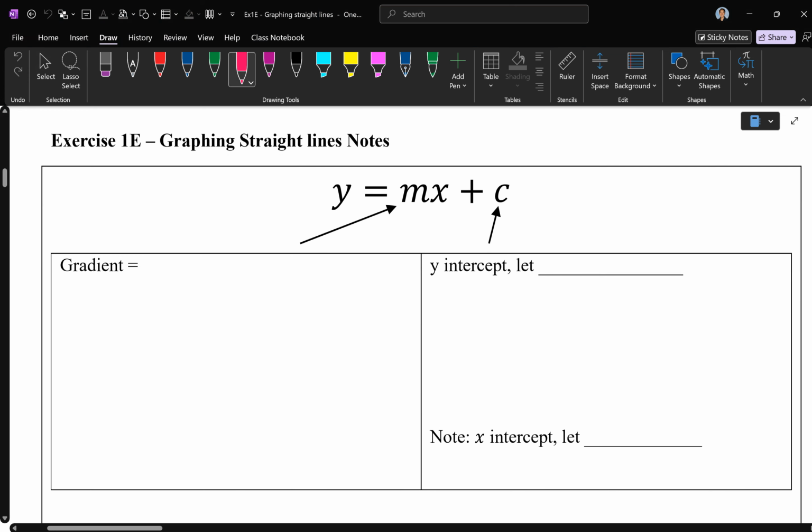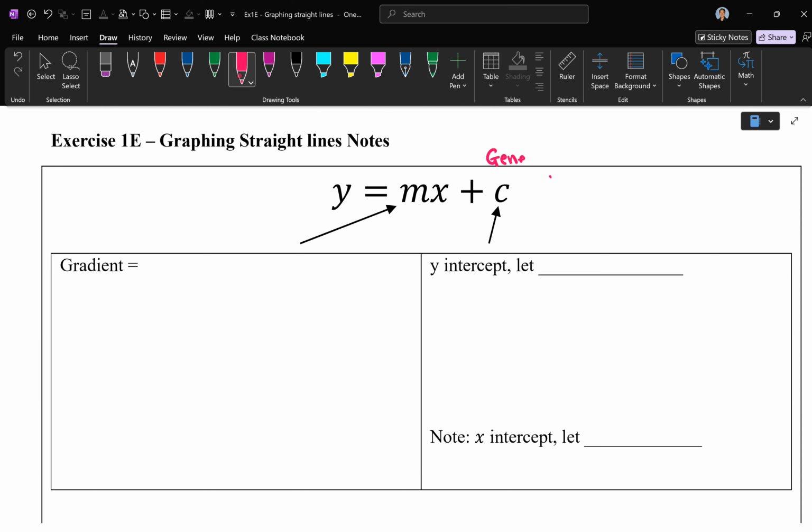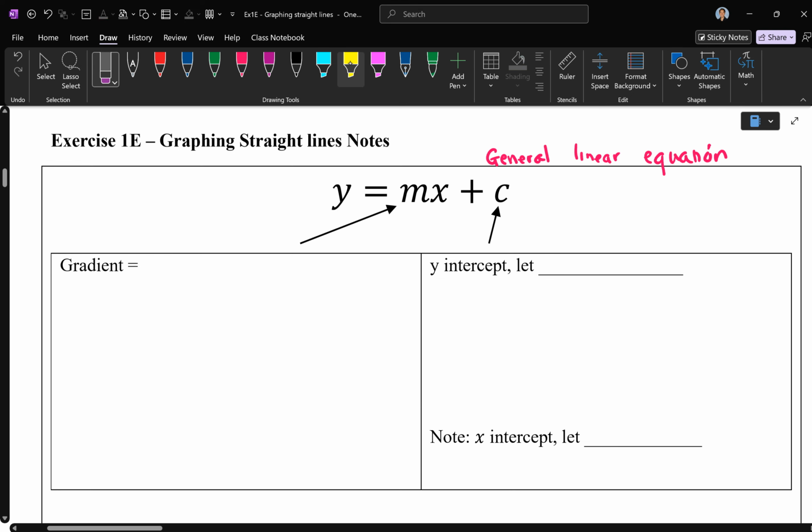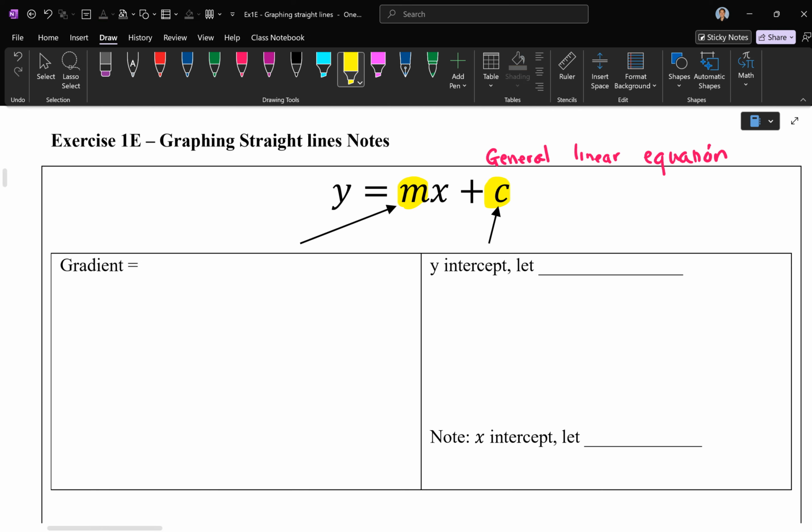So y equals mx plus c, this is your general, we call this your general linear equation. If they ever say, find the equation of a straight line, this is the first thing you should be thinking about, because every straight line falls under this type of equation. There are only two parameters that you need to find, m and c, whereas x and y are called variables. Those are the things that you put in. X is what you put into the equation, and y is the result that you get out of it. Parameters don't change for that particular equation.